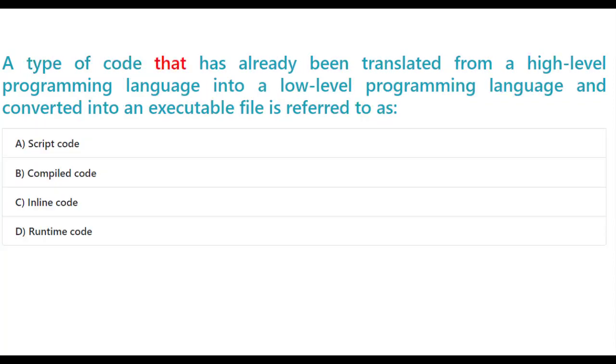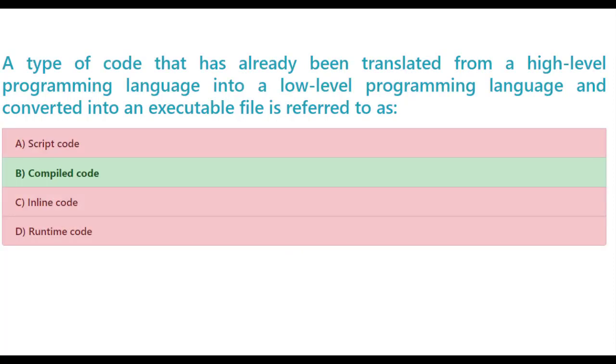A type of code that has already been translated from a high-level programming language into a low-level programming language and converted into an executable file is referred to as A. Script code, B. Compiled code, C. Inline code, D. Runtime code. The correct answer is B. Compiled code.